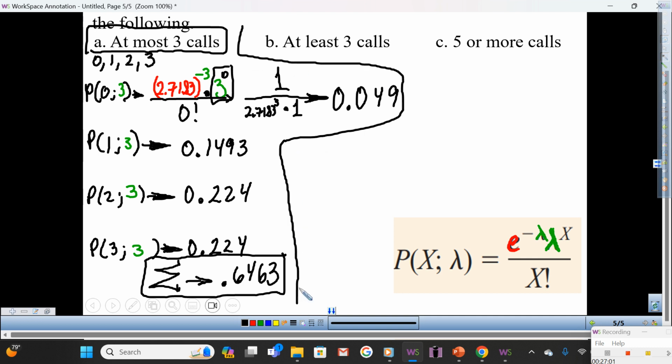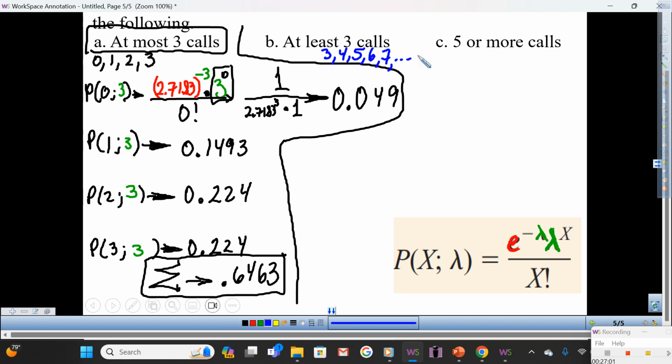All right, let's go to at least 3 calls. Tell your neighbor what that means. What does at least 3 calls mean? All right, good conversation. Charlotte, what does at least 3 mean? Anything above 3, or 3 and above, yes? So 3, 4, 5, 6, 7, all the way to whatever.